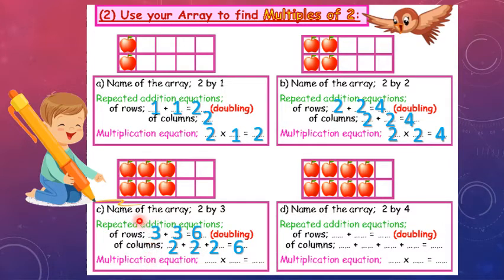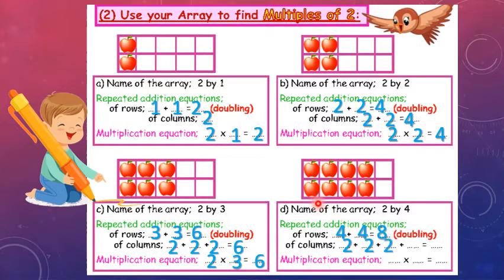And the same in the third array, we have 2 by 3, 2 rows. Each row has 3 apples like this. And we can use repeated addition equation. It will be 3 plus 3 equals 6. And in our columns, it will be 2 plus 2 plus 2 equals 6. Then our multiplication equation will be 2 by 3 equals 6.